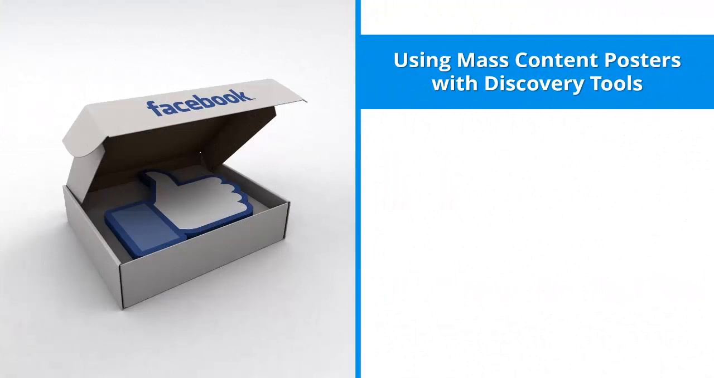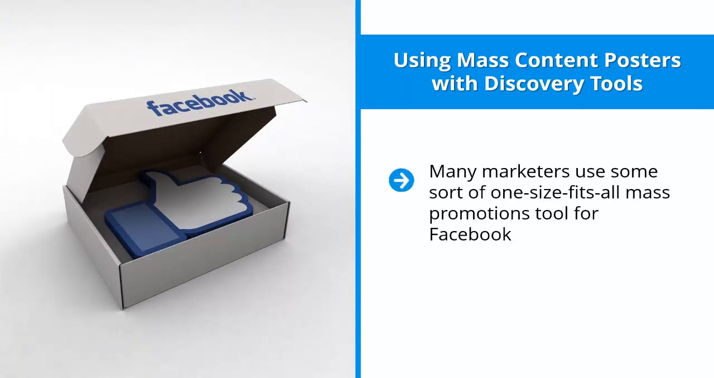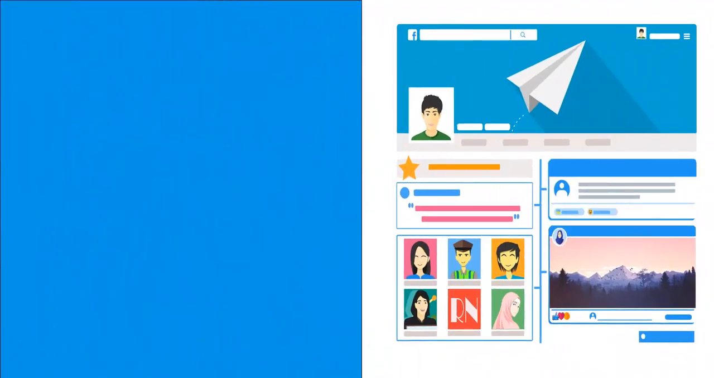Using mass content posters with discovery tools. Many marketers use some sort of one-size-fits-all mass promotions tool for Facebook. They would discover all sorts of Facebook groups and pages, and then they would use this tool to spam those areas. Don't do that. You're not doing your brand any favors when you do that. All you're really doing is spamming. It's only a matter of time until you get banned.